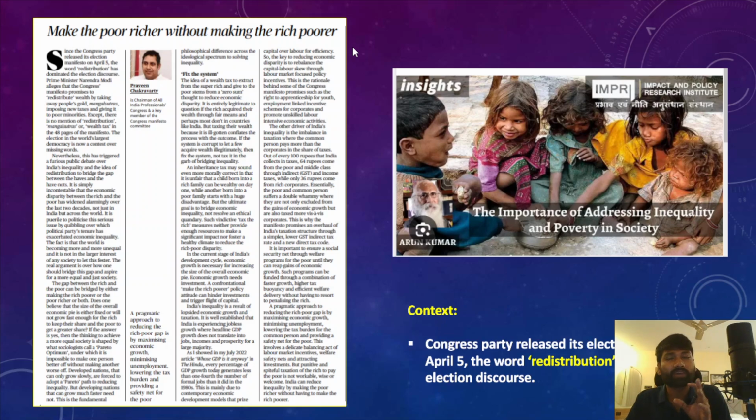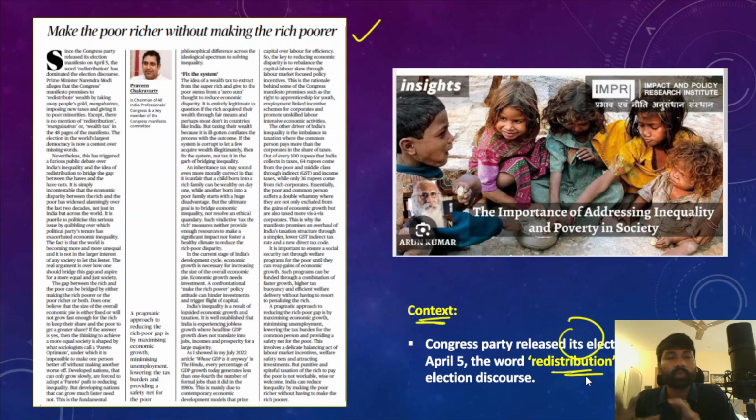So therefore, it is very, very important, since we are going for the 18th Lok Sabha elections. The inequality issue forms one of the key aspects of the campaigning of different political parties, and because of that reason, inequality is in news. Now, what is the context of this particular article? Recently, the Congress party has released its election manifesto, and in this manifesto, the word redistribution has dominated the election discourse. Now, redistribution of the wealth.